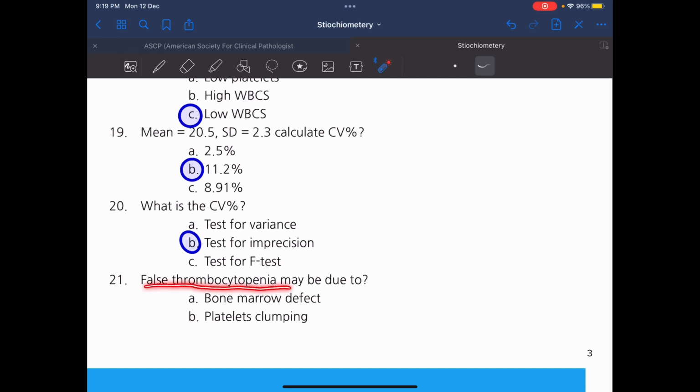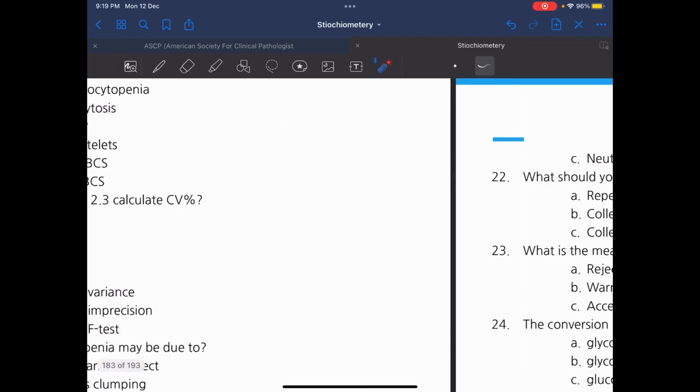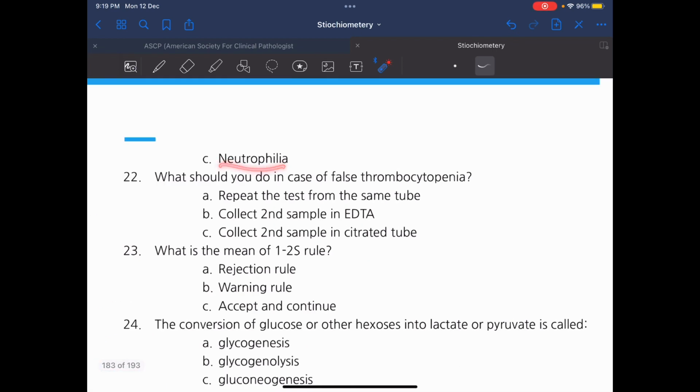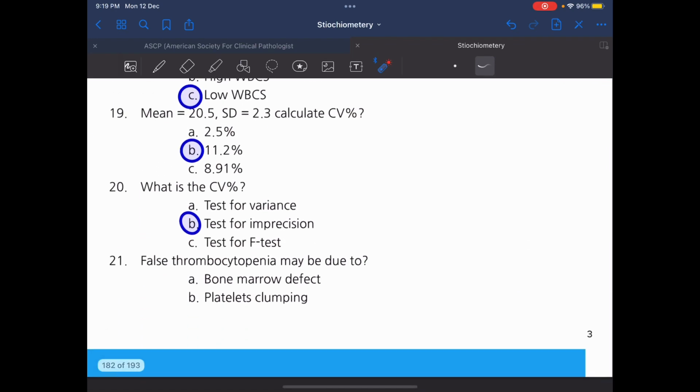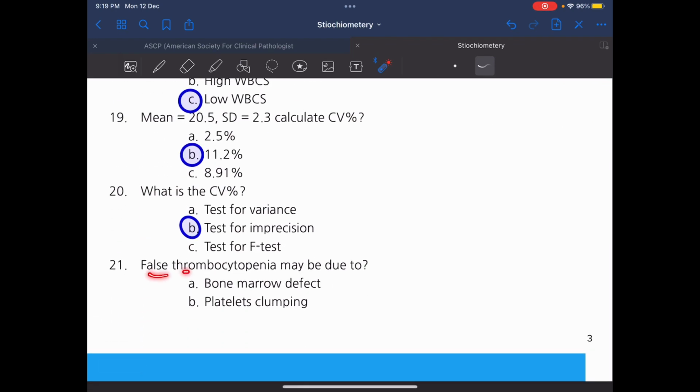False thrombocytopenia may be due to bone marrow defect, platelet clumping, or neutrophilia. The false thrombocytopenia may be due to platelet clumping. So B is correct.